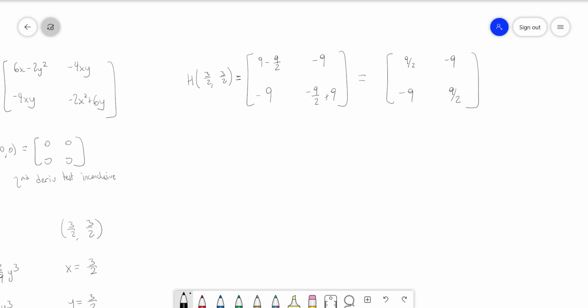So first, let's check the determinant of the Hessian. So that's going to be, well, 9/2 squared minus 9 squared, and that's definitely going to be negative. So because the determinant of the Hessian is negative, it's neither positive definite nor negative definite, and we can also conclude that you'd have a saddle point.